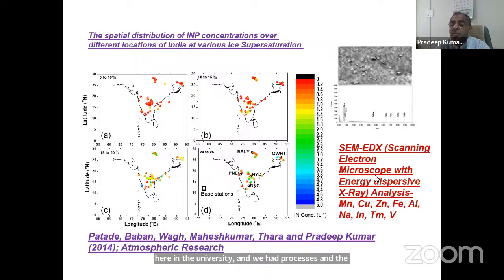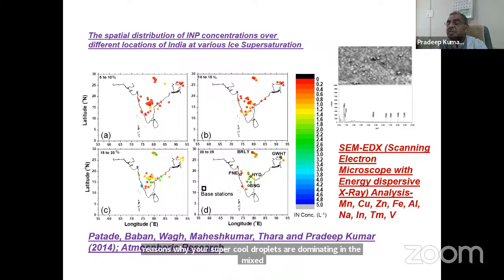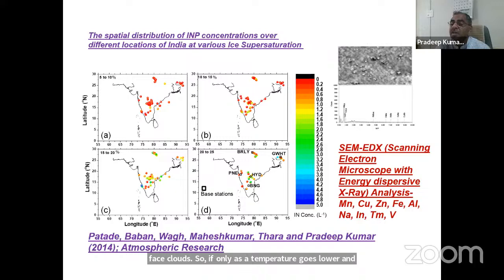Now, if you look at this figure here, the maximum number of ice nucleating particles we could get was only 5 per liter. And even that, mostly it was in the range of zero. If you look at these, mostly the red dots or the orange dots dominate, which are generally in the range of less than 1 per liter of air. So that is one of the main reasons why supercooled droplets are dominating in the mixed phase clouds. Only as the temperature goes lower and lower do the ice nucleating particles become efficient and start freezing.